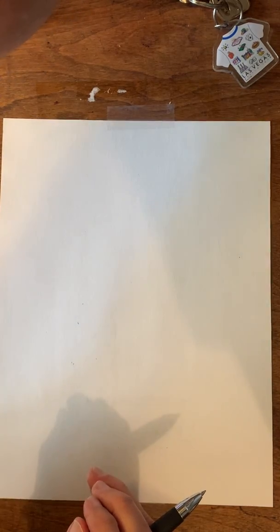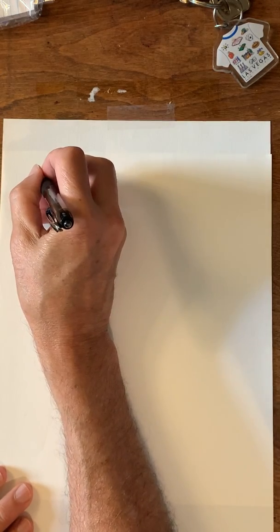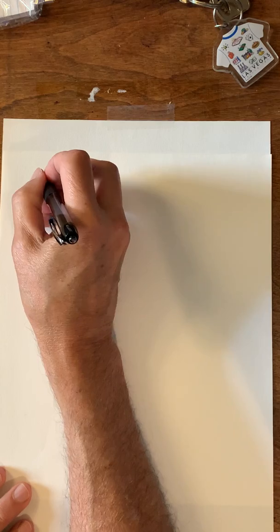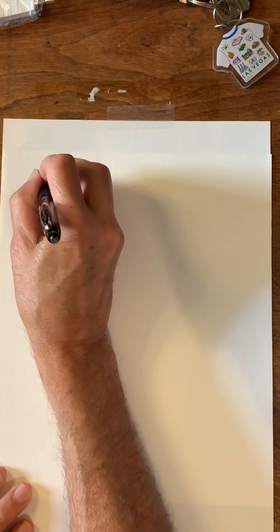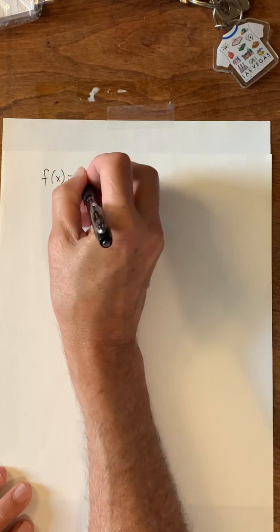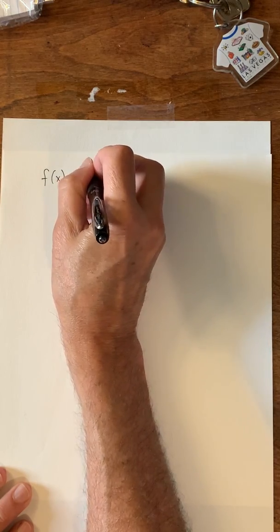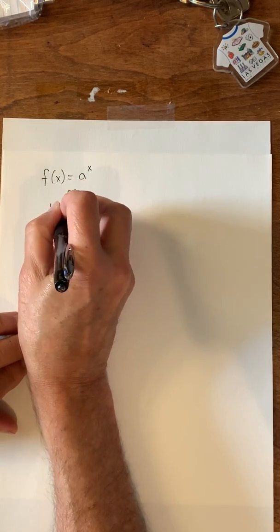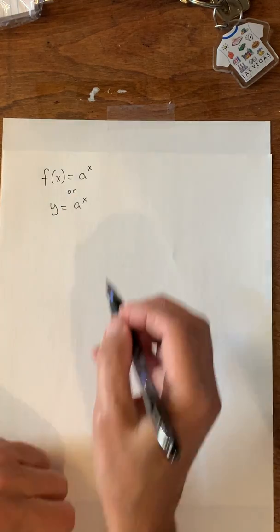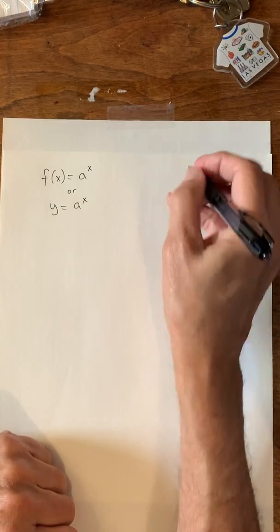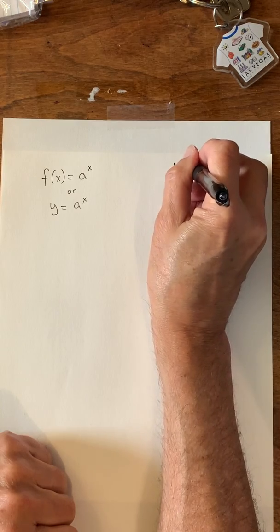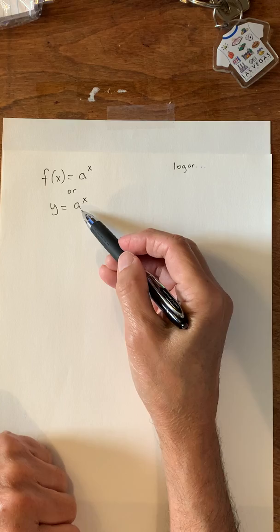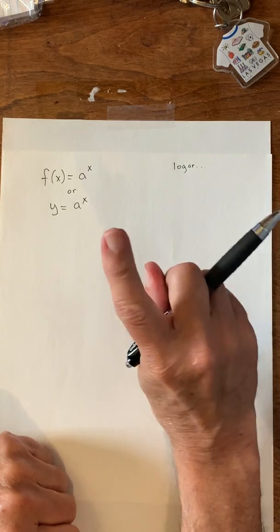All right. Let me remind you of something we did a while back. You and I said that if we had an exponential function, f of x equals a to the x power, I could rewrite that as y equals a to the x. This is an exponential function. Now, if I wanted to find a logarithmic function, I would take the inverse of this. Remember how to find the inverse? We had some steps.